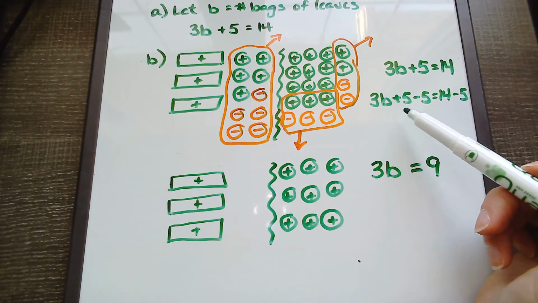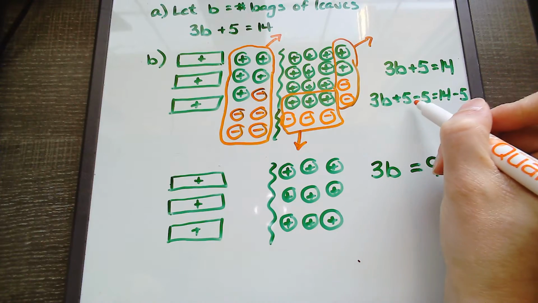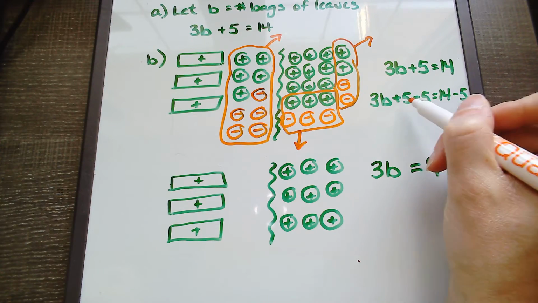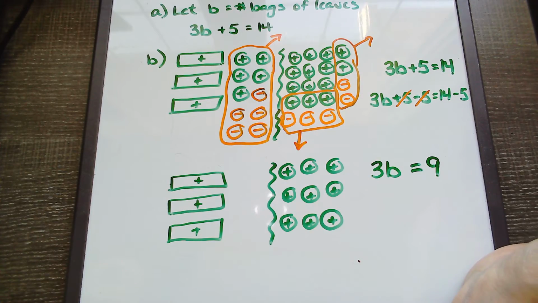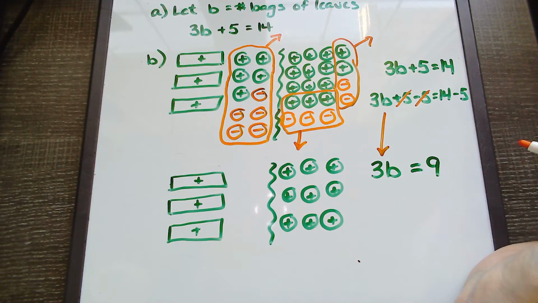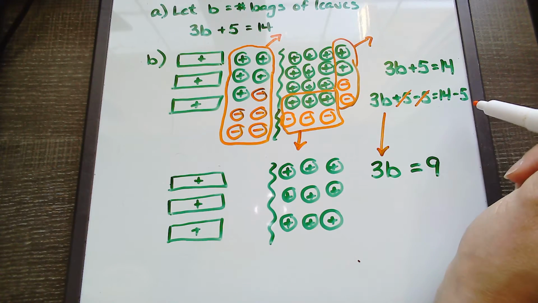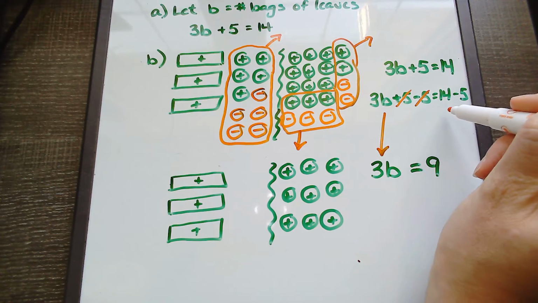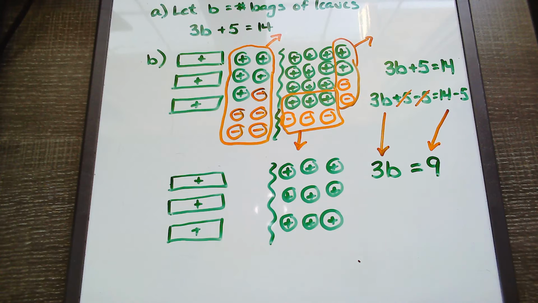Now let's take a moment and see what happened. Here I had plus 5 minus 5. When I have that plus 5 minus 5, that just equals 0. So those cancel each other out, and I'm left with just 3b. And here I have some math that I can do. 14 minus 5 equals 9, which is what I get on the right-hand side of my equal sign.